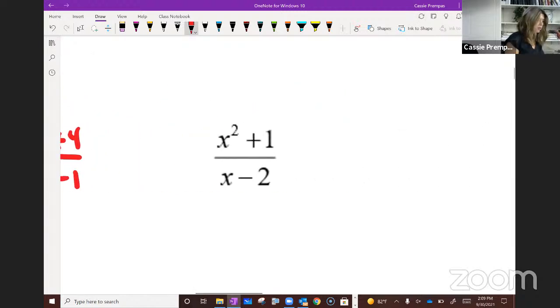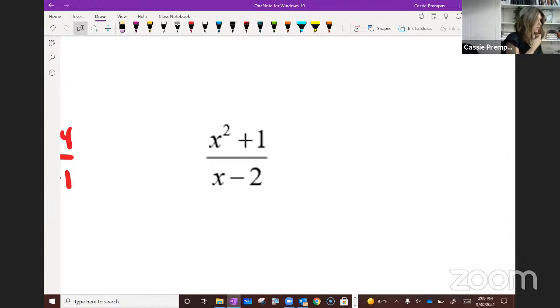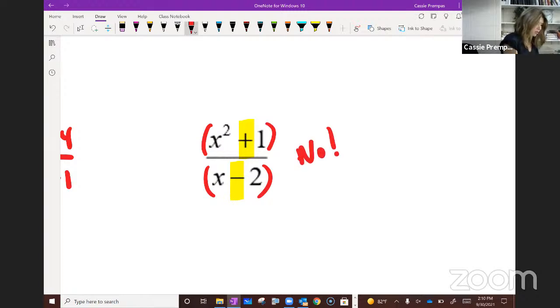And this last one, x squared plus 1 over x minus 2. Can I reduce an x? No, good, because there is a plus sign here and a minus sign here. These are glued together. You could put parentheses around there. So this would be no, we can't reduce.